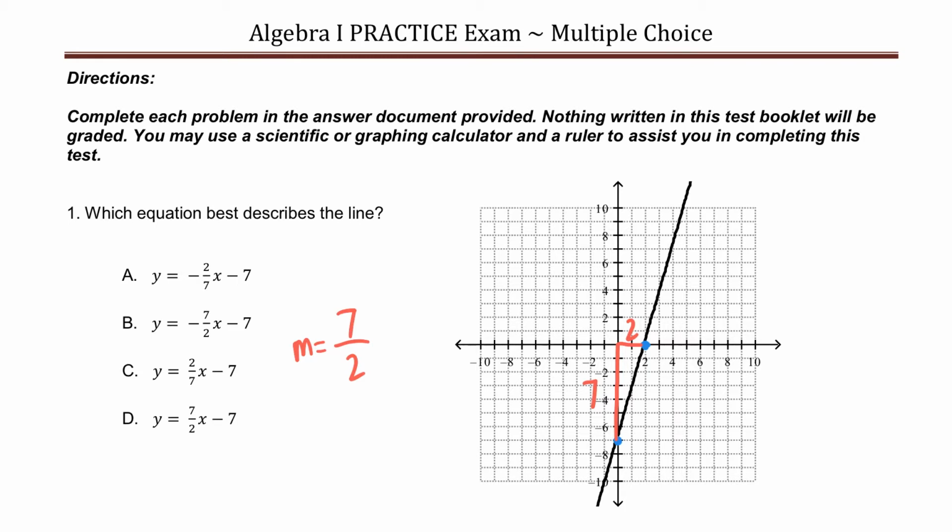Whoa, that's not what I wanted. Why are we doing this? Oh, because it's a highlighter. All right, let's move on to the next problem here.